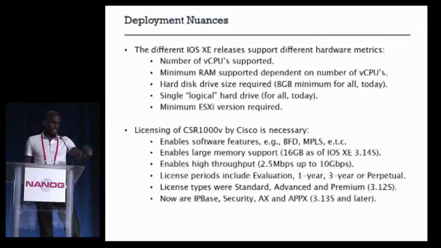If you look at the second last line there, it was initially standard, advanced, and premium. After moving to 3.13S and later, it now becomes IP-based, security AX and APPX or some other thing. Anyway, AX is the equivalent of premium, and the license ports over. The premium license obviously gives us, I think, a 500 meg throughput and I think 8 gig RAM. And also you get all the features, BFD, ISIS, etc.